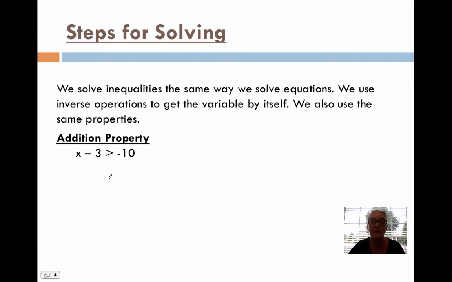Well, we need to have it as an expression where we have the variable by itself and the number by itself on either side of our inequality sign. So we solve just like we would with an equation. We do inverse operations. For this, we would add 3 to both sides of our inequality, and then we're solved because these 3's would cancel each other out, and we have x is greater than -7.